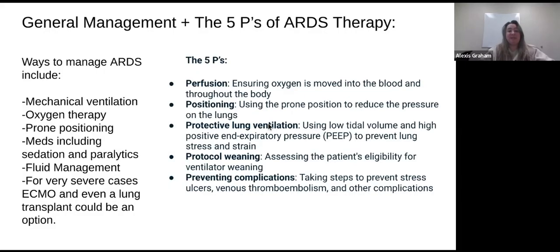The 5 Ps of ARDS therapy. First is perfusion, ensuring oxygen is moved into the blood and throughout the body, making sure our organs stay alive. Positioning, use proning to reduce the pressure on the lungs.